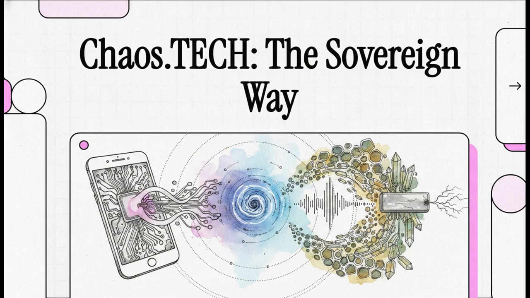Today we're unpacking a truly radical blueprint from a document called Chaos.tech, the Sovereign Way. I want you to imagine, just for a second, totally stripping away every single layer of commercial software from your smartphone, like bypassing the operating system completely and transforming that standard everyday hardware right in your pocket into a decentralized biodigital network. We aren't just talking about processing data here.